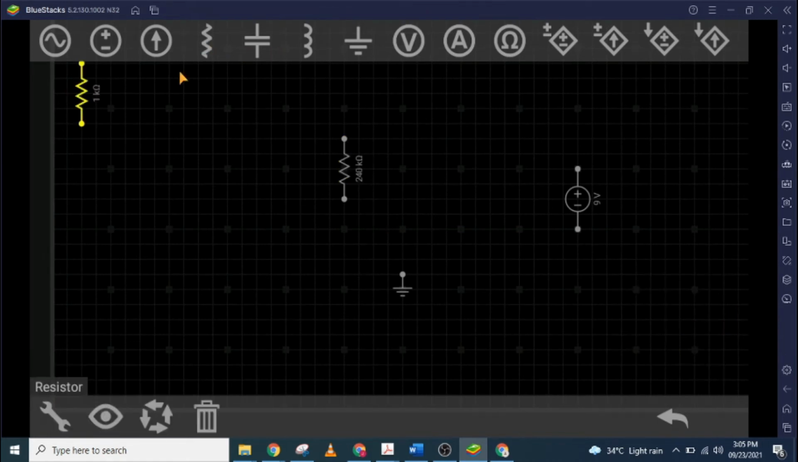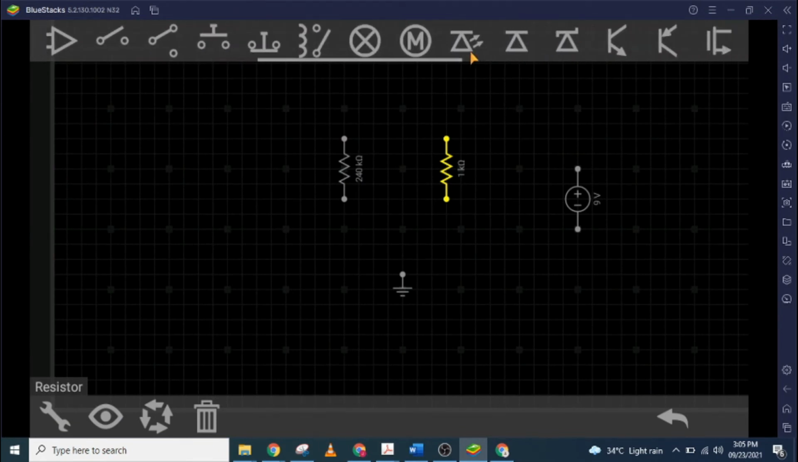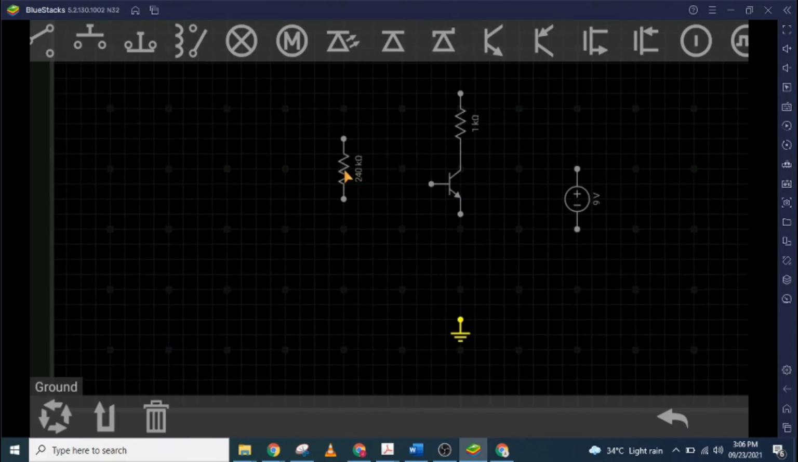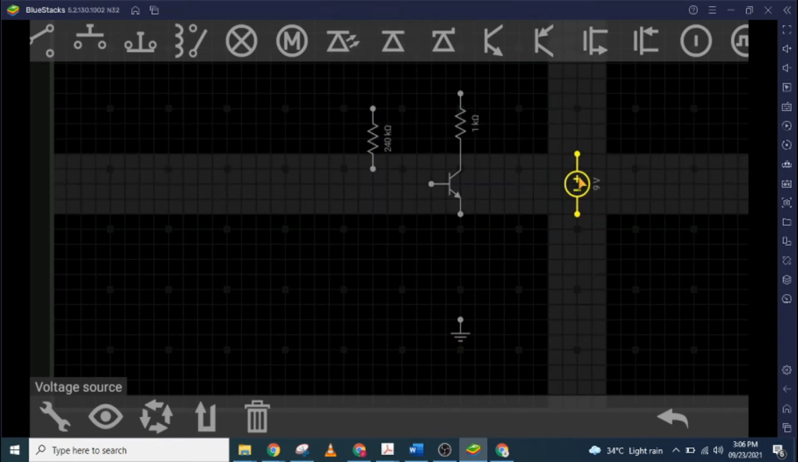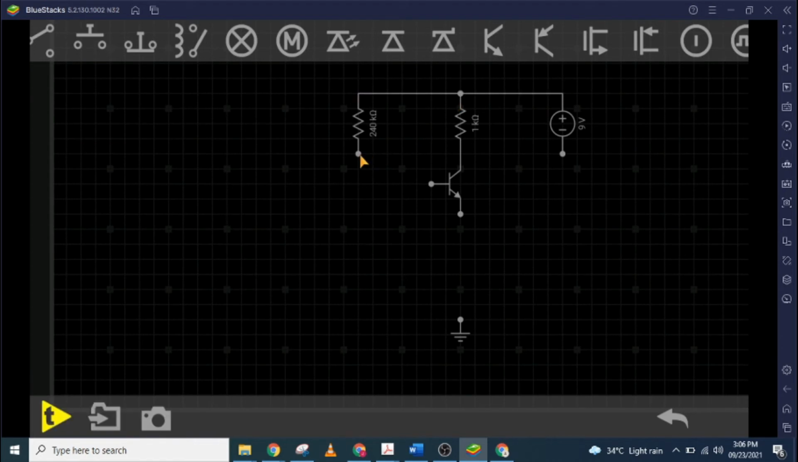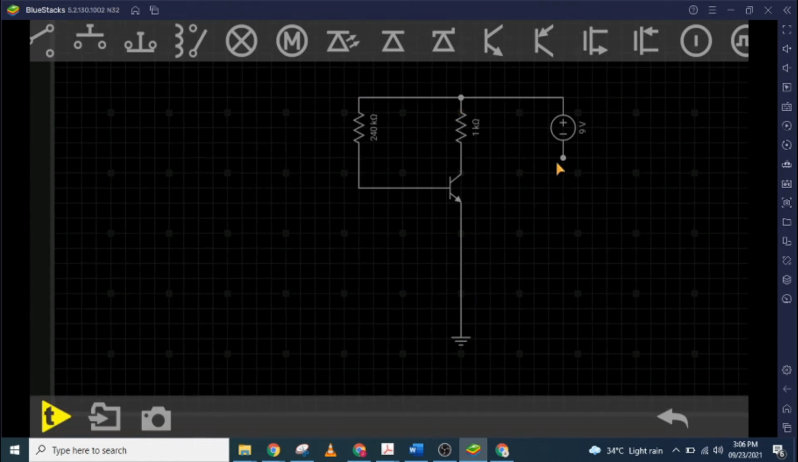Okay. Then we have RC. This one. And then our transistor na NPN. Okay, yung BC547. Okay, interconnect this one. This is now our circuit. The 9-volt battery, the base resistor, the collector resistor, and our transistor.